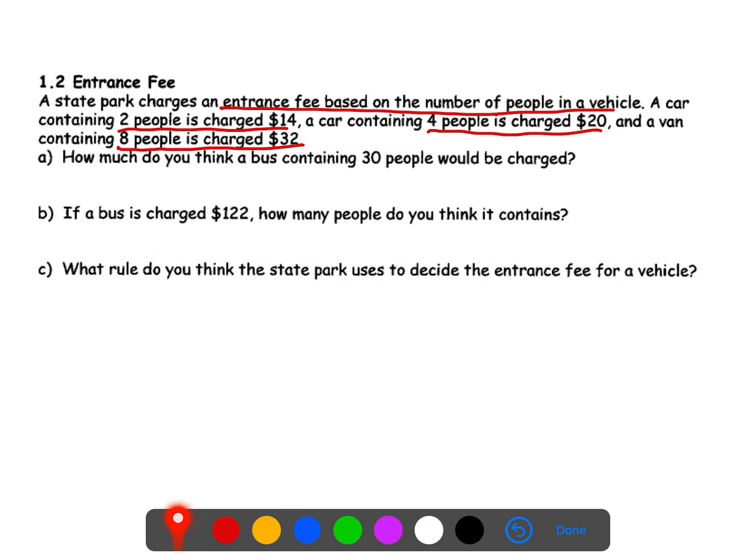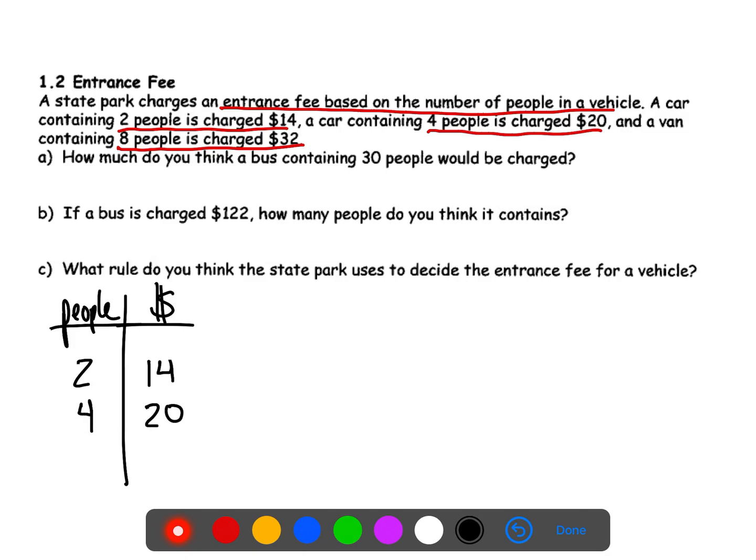Well, we could certainly create a table for this. I'll just make it here in the space we have. And we have people and cost. So we know that 2 people cost $14, 4 people cost $20, 8 people cost $32, and 30 people is what we're trying to find here. Now if this was a proportional relationship, it'd be easy. We would just divide one of these ratios, figure out our constant of proportionality, and multiply it by 30, but that's not the case here.